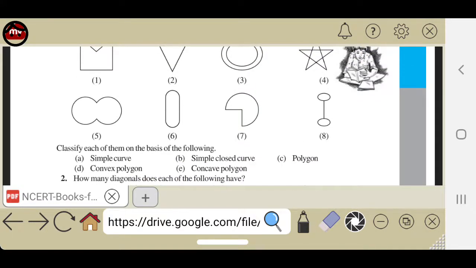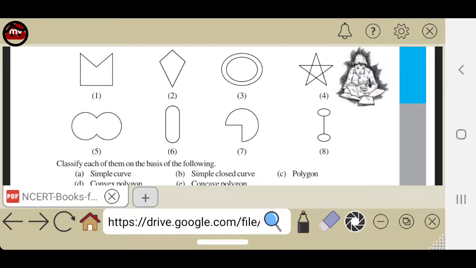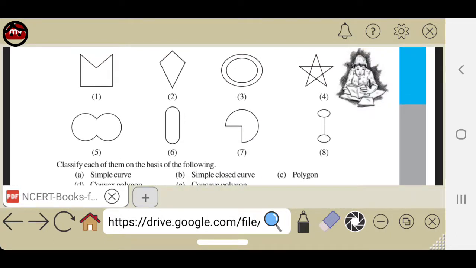Then question D, convex polygon. A convex polygon is a polygon in which we cannot draw a diagonal in the exterior. So figure 2 is a convex polygon. And the next question is concave polygon. In a concave polygon, we can draw a diagonal in the exterior. So figure 1 is a concave polygon.